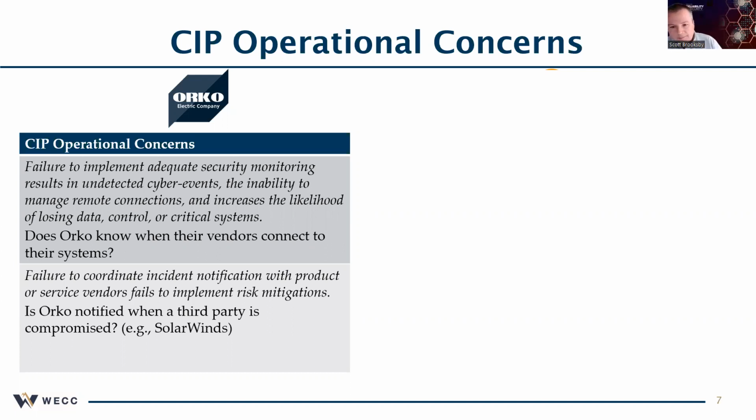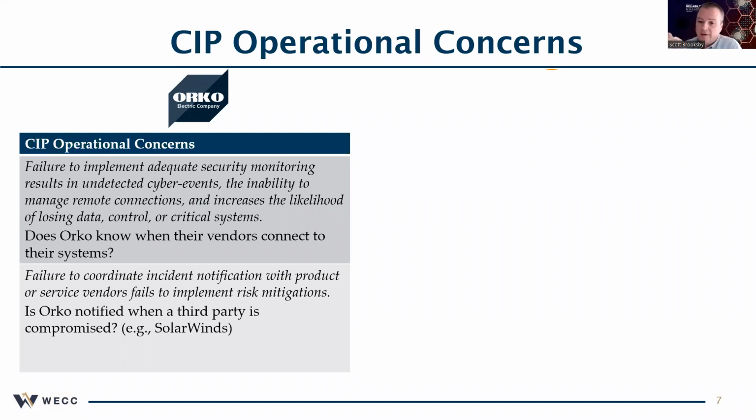So the first one, you can see here in the italicized language, failure to implement adequate security monitoring results in undetected cyber events. The inability to manage remote connections increases the likelihood of losing data, control, or critical systems. So to put that in kind of layman's terms, we're still concerned, since we've not looked at maybe ORCO's supply chain risk management program yet. We're a bit blind to that. And we're concerned that if they aren't monitoring those third-party assets, and especially from remote connectivity, that potentially there could be exposure there.